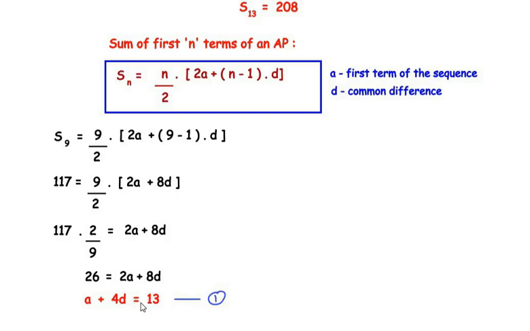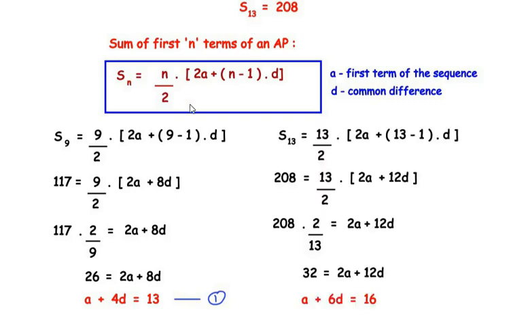On a similar basis, let us use the information about the sum of the first 13 terms. Using the same formula, the sum of the first 13 terms is equal to, now n becomes 13, so 13 over 2 times (2a plus (13 minus 1) times d).